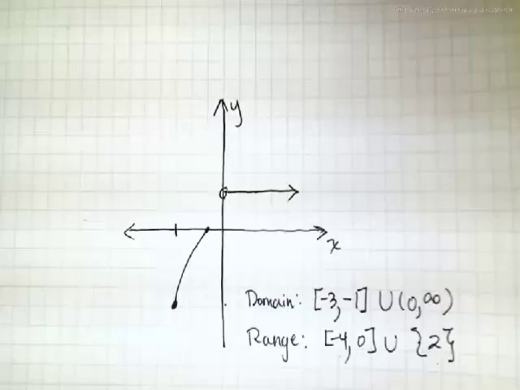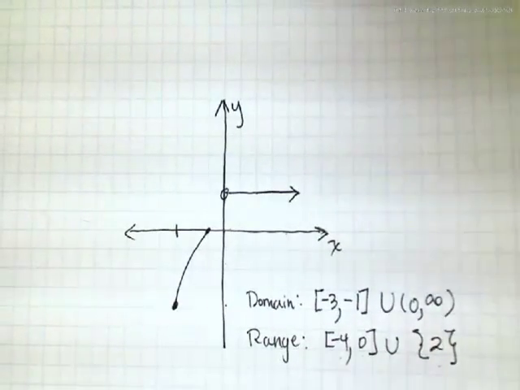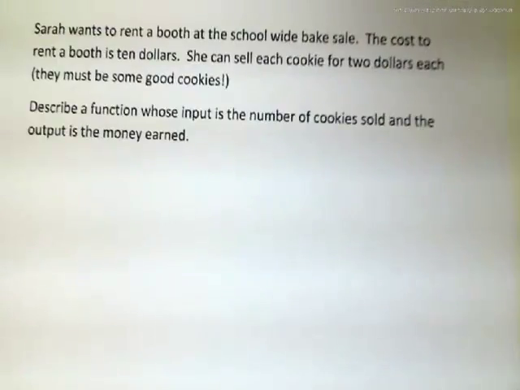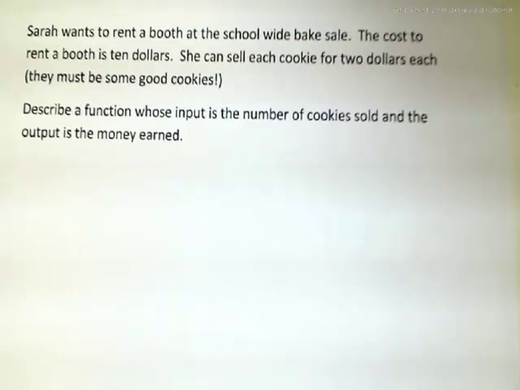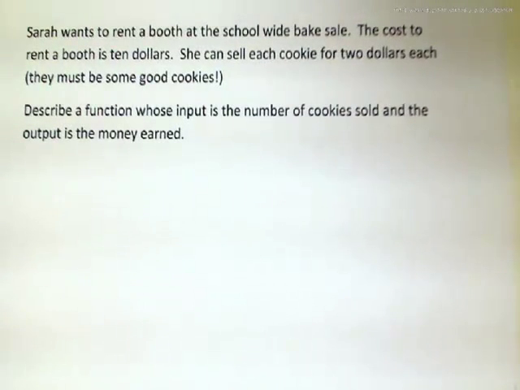Alright, now let's look at an example where we're given a function described in words and see if we can figure out what the domain and range are. So let's look at this particular scenario. Sarah wants to rent a booth at the school-wide bake sale. The cost to rent a booth is $10. She can sell each cookie for $2 each. Describe a function whose input is the number of cookies sold and the output is the money earned.